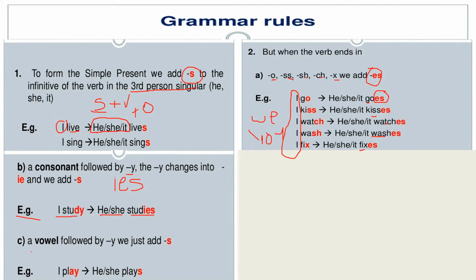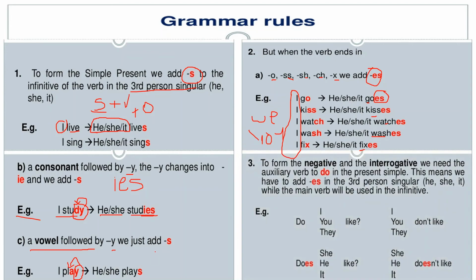The next one is a vowel followed by y, we just add s. What does that mean? Here is an understanding that I can explain. Here are two letters, right? And the last one is y, which is followed by a consonant. Then what do we use? We will use ies. But if the y is followed by a vowel, then what do we use? We will use only s.